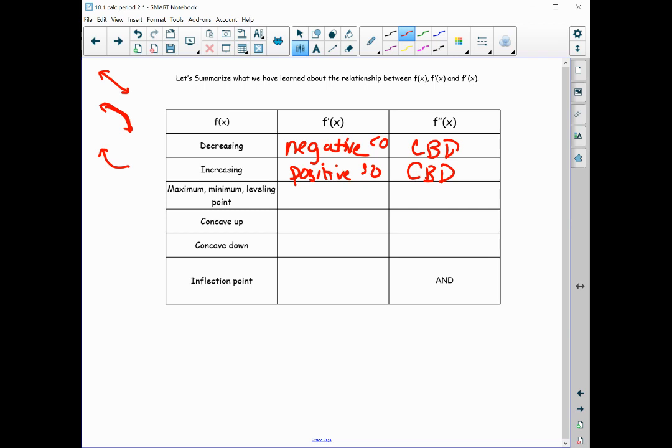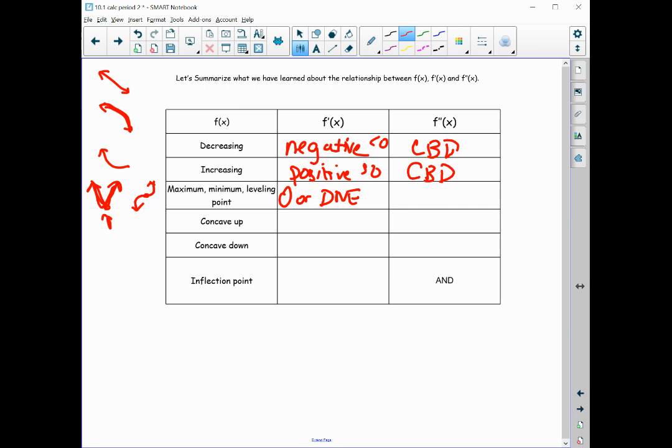Now, if f of x has a max, min, or leveling point, a leveling point is something like that, where it flattens out and becomes level, I know that the derivative is either 0 or DNE. And you're like, well, what do you mean DNE? Well, think about your absolute value function. Absolute value function has a minimum here, but the slope does not exist at that corner. So we could say it's 0 or DNE. And we're going to add to this row later on in the next 2 units.